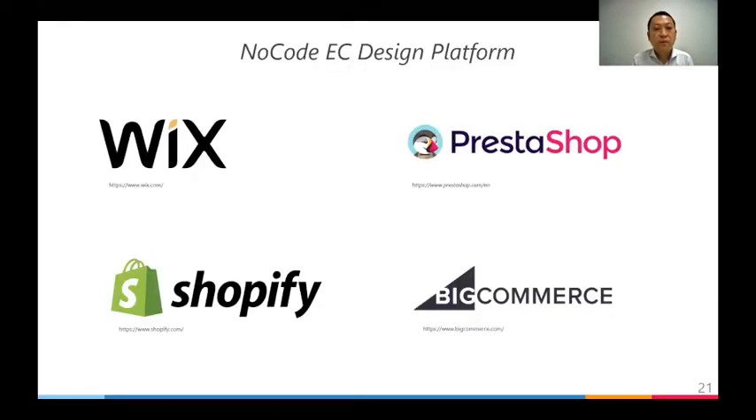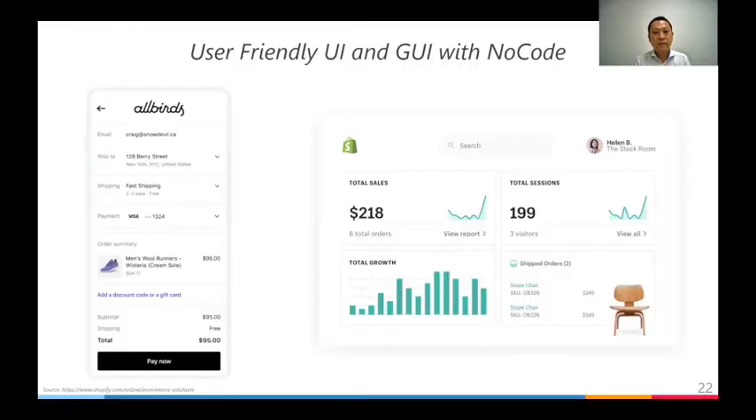And this is no-code for an online shopping site. These 4 cloud services are very famous in English-speaking countries. One is Wix, and PressShop, and Shopify, which I often use, and BigCommerce. So let me show you some UI and GUI. And this is an example of Shopify.